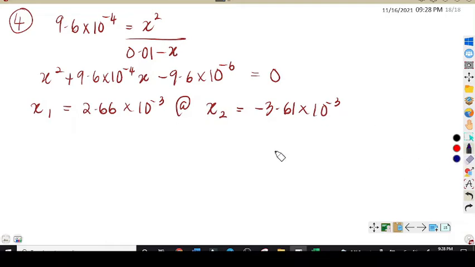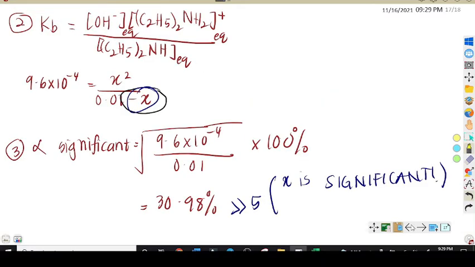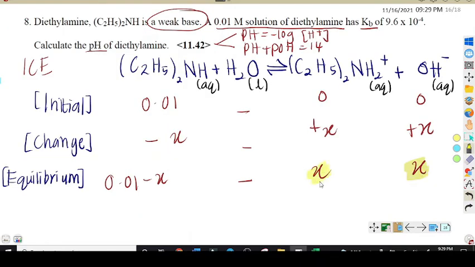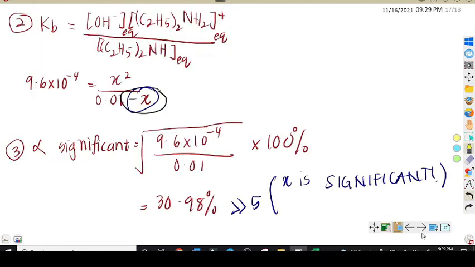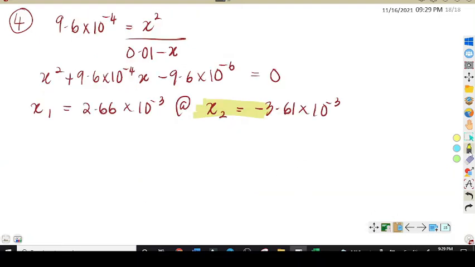Same as chapter 5, we need to figure out which x will produce positive values when substituted into the ice table. Notice that this x2 has a negative value, so for sure it cannot be used for the concentration of the product. So we're going to choose x1 as our change. Our concentration of hydroxide ion would be 2.66 times 10 to the power of minus 3 molar.